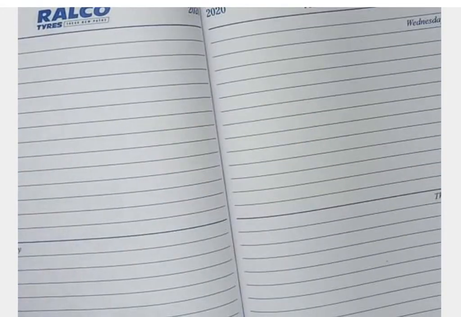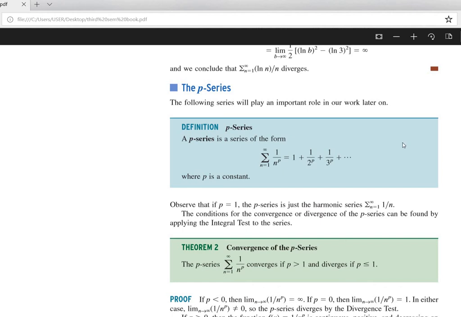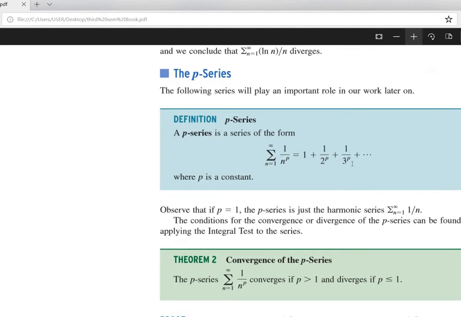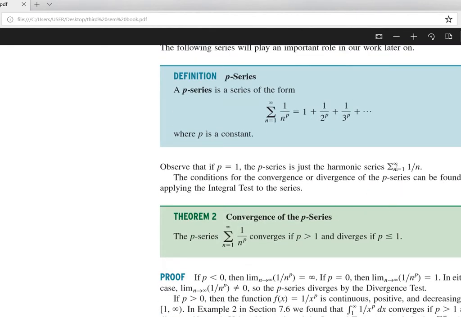That is the P series. What do you mean by a P series? A P series is of the form summation n = 1 to infinity of 1 by n^p, that is 1 + 1/2^p + 1/3^p + etc., where p is a constant. Observe that if p equals 1, the series is the harmonic series, summation n = 1 to infinity of 1 by n.